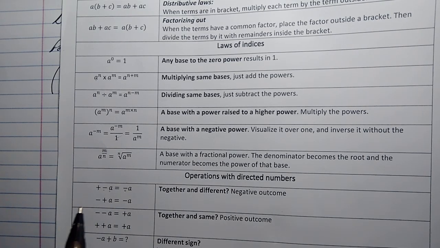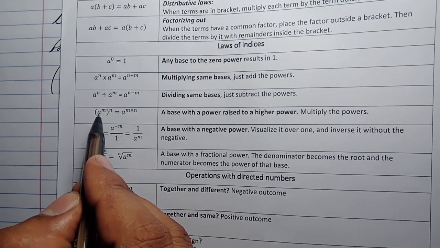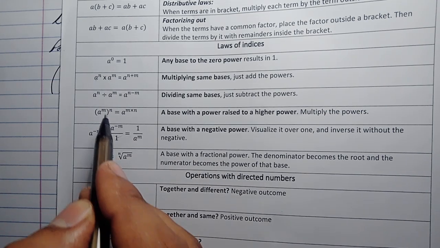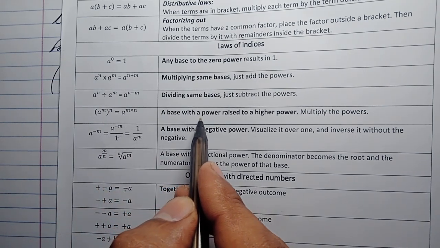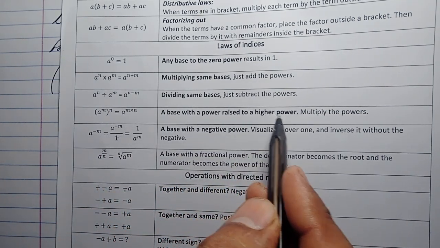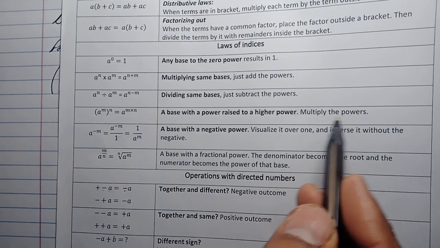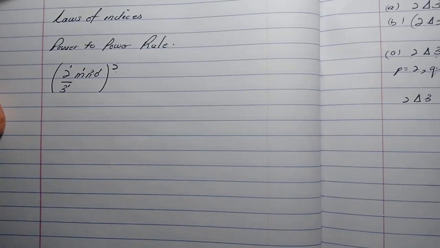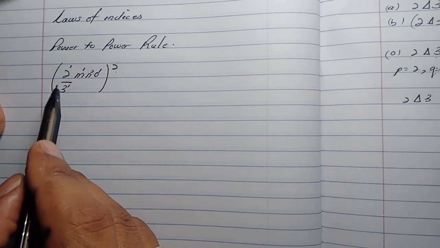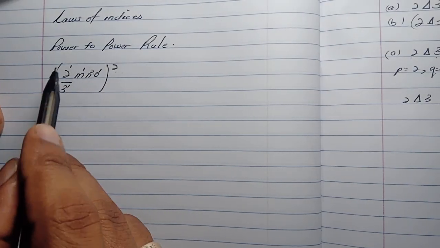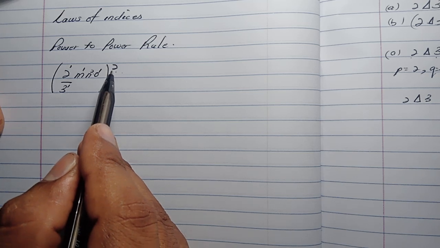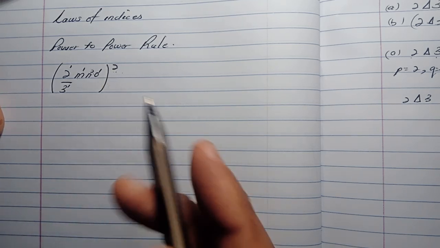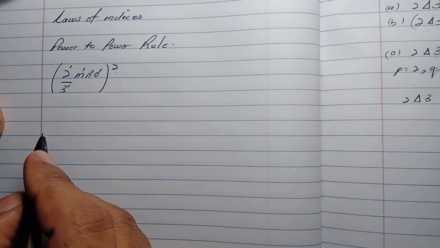In our handouts here, we have a base raised to a power, which is raised additionally to a power. A base with a power raised to a higher power, you multiply the powers. You multiply the powers. Each and every power inside of this bracket will have to be multiplied by the power outside. The power to power rule. Let's do just that.